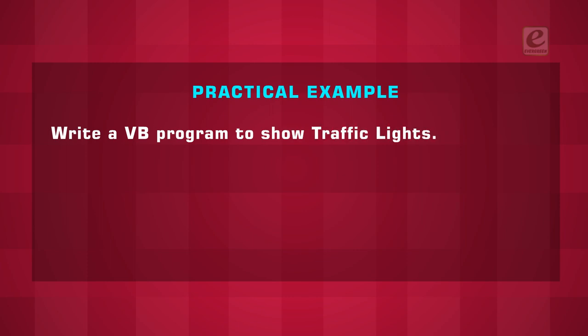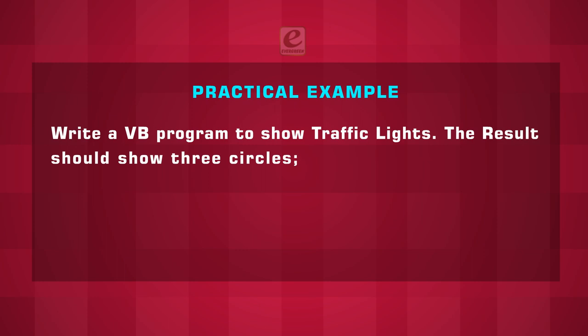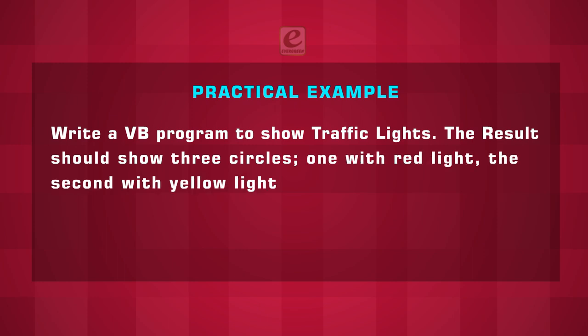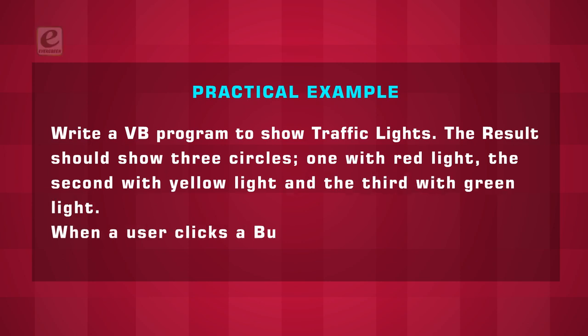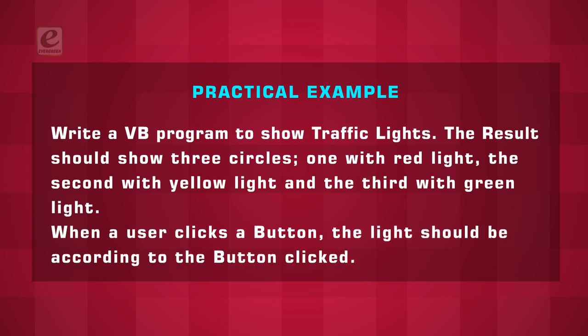Practical example. Write a VB program to show traffic lights. The result should show 3 circles: one with red light, the second with yellow light, and the third with green light. When a user clicks a button, the light should be according to the button clicked.